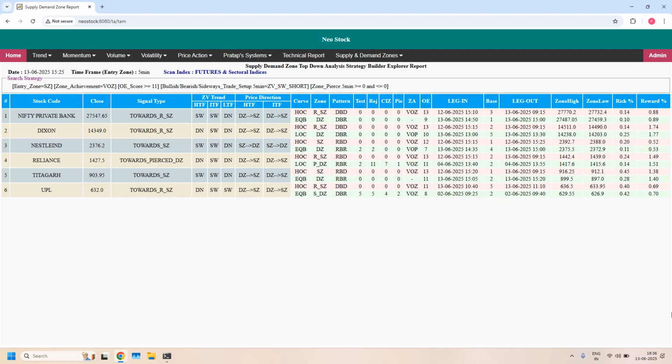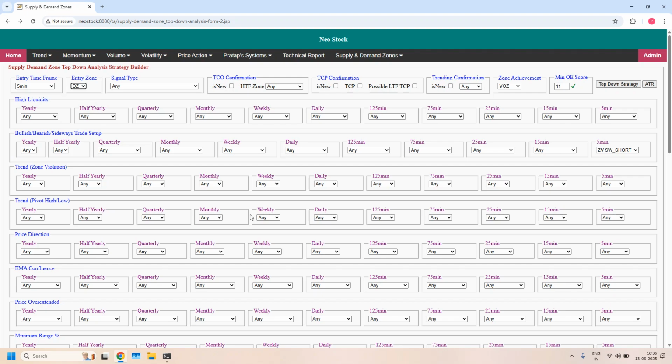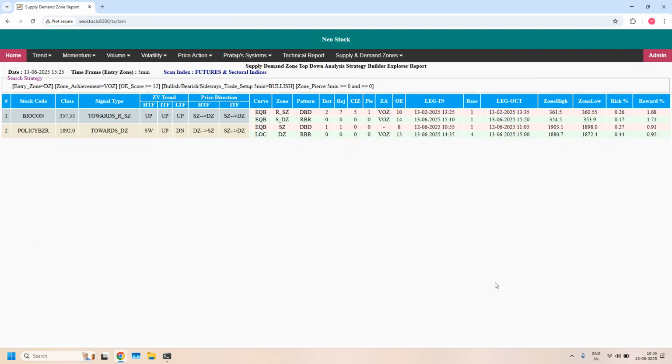Next, bullish trade setup for hourly income trade. The changes are 5 minutes demand zone. Here it is bullish, and a minimum odd enhancer score should be 12. With these filters, we got 2 stocks. Bullish trade setup for hourly income trade. Entry time frame zones are 5 minutes demand zones.